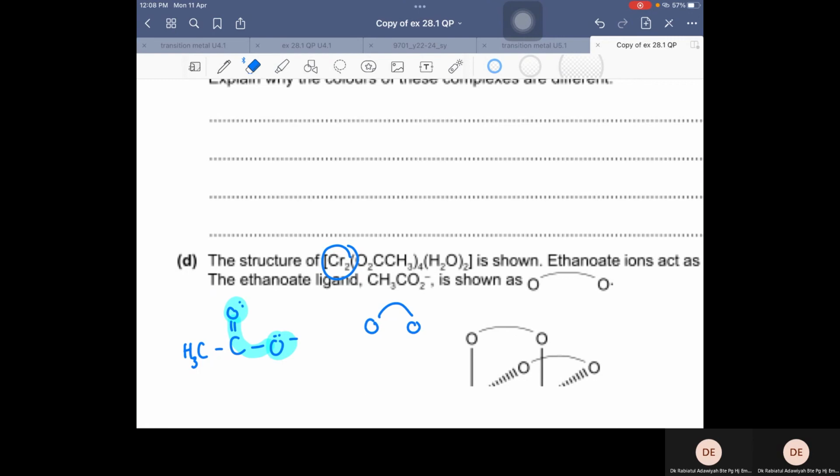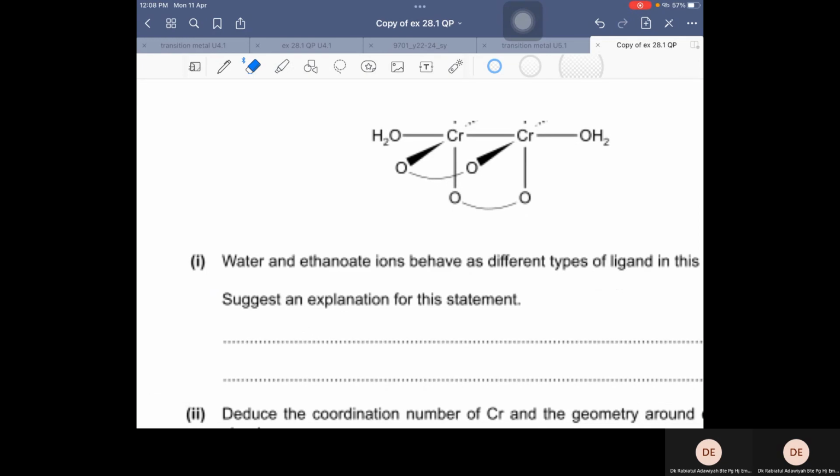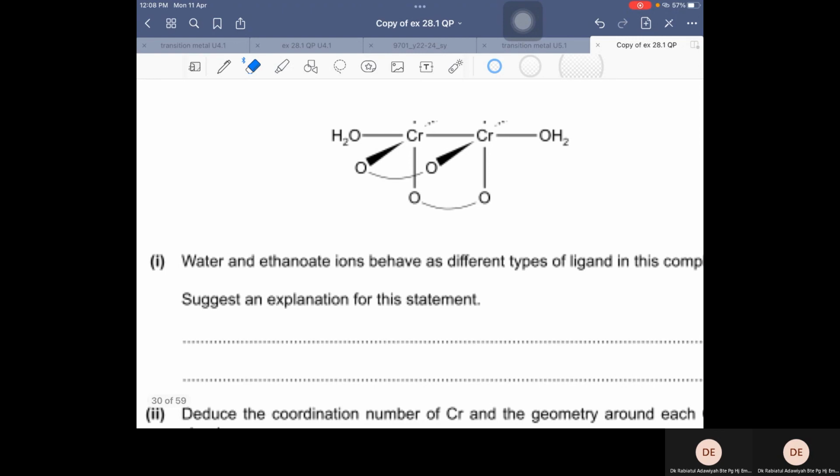Okay? Right, let's look at our structure. I'm just going to use this bottom half of my diagram, okay? Water and ethanoate ions. So this is my water molecule.